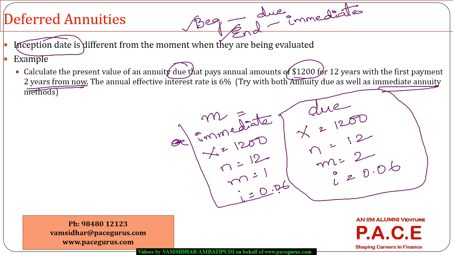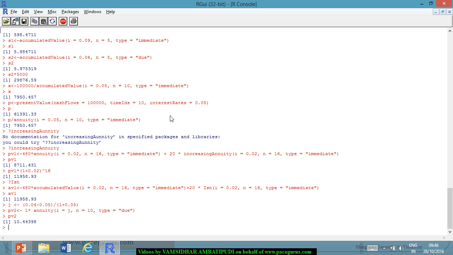I should get the same answer if I'm going with an immediate annuity and setting m equal to 1, or an annuity due setting m equal to 2. Either of the ways. So let me try it out. Right, so we are talking about a deferred annuity. So I'm calling it DA1. So it's nothing but 1200 times the annuity formula, wherein my annual interest rate is 6% and the number of years is 12.